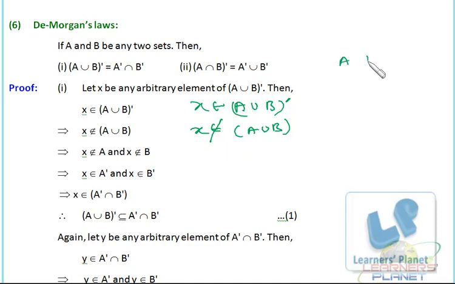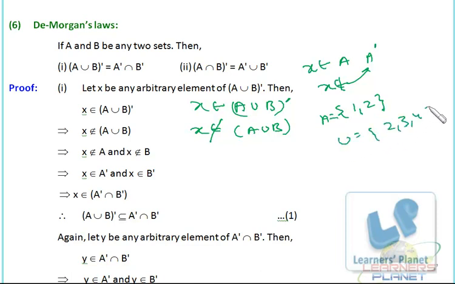See, A and A' are complements of each other. If X belongs to A, then X cannot belong to A', right? Suppose a set A is 1, 2, and set U is 1, 2, 3, 4. So A' will be what? 1 and 2 will not be there, 3 and 4 will be there, right? So that is A'. So if X belongs to (A union B)', that means X does not belong to A union B.